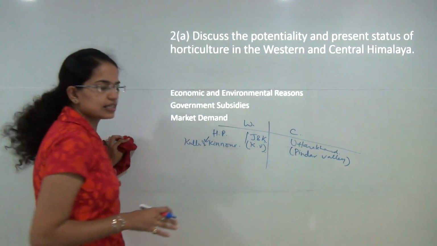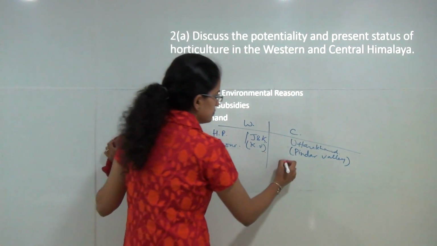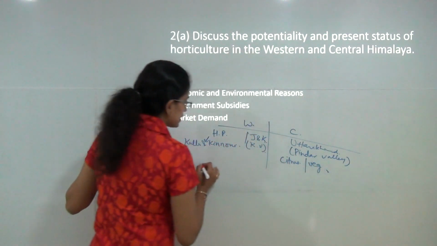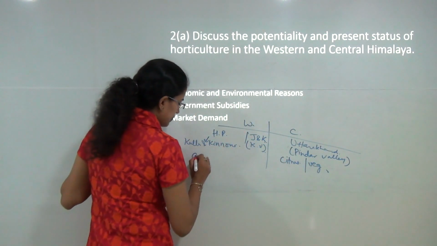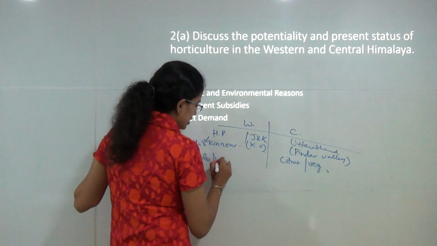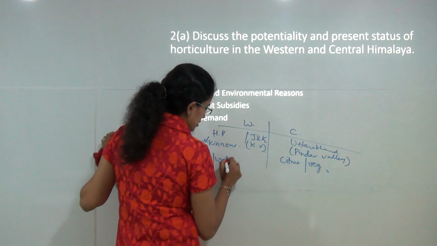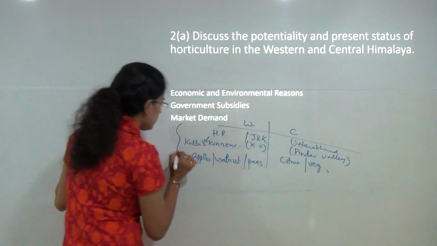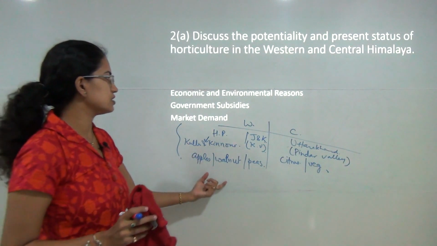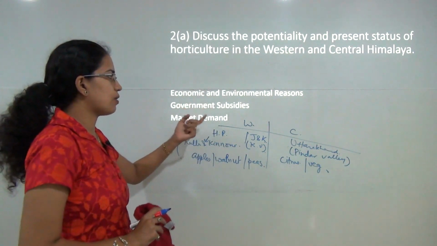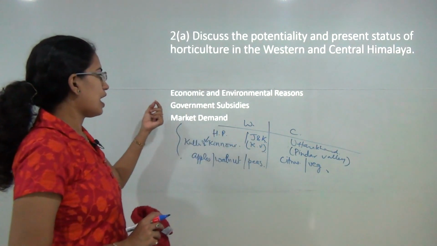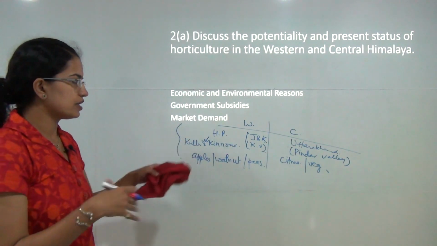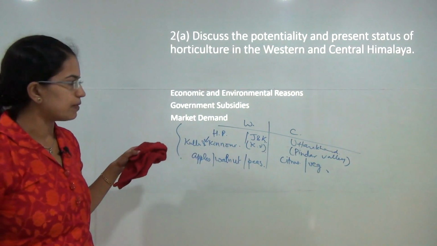Now, we have the Uttarakhand region, which is rich in citrus fruits and vegetables. When it comes to Himachal Pradesh and Jammu and Kashmir, it's mainly apples, walnuts and peas. And now we understand the reasons for these. They are mainly attributed to economic and environmental reasons. You have government subsidies, and the growth of the horticulture industry is linked to the market demand in the region.